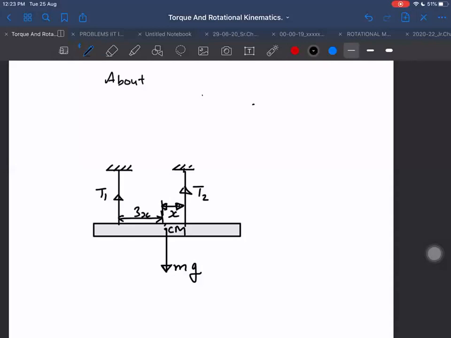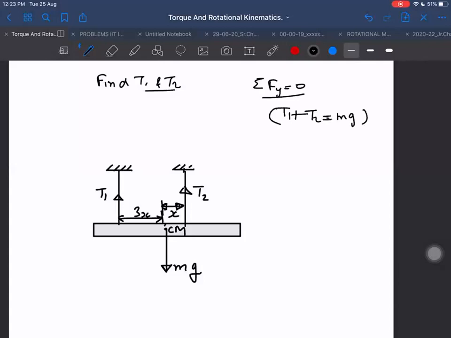So, for example, somebody is asking you to find out the tensions T1, T2. Find the tensions T1 and T2. And you know which equation you are having? You are having the equation sigma Fy is equal to 0. But unfortunately, that is one equation, and there are how many unknowns? 2 unknowns. Means I need one more equation.